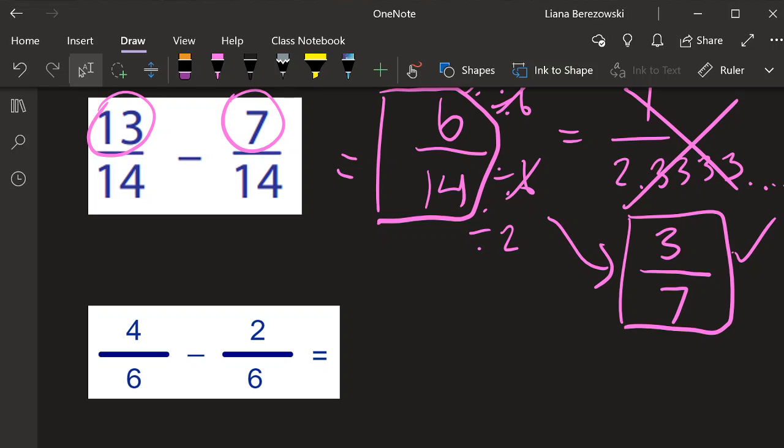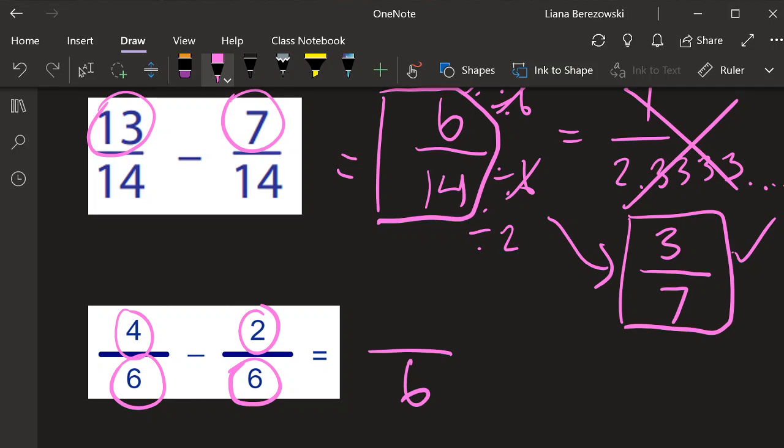Okay, let's do this last example here. So this one is 4/6 minus 2/6. Okay, so our bottom number is 6, right? Our denominator is 6, so that's not going to change. You don't do anything with the denominator. And all we want to do is subtract our numerators. So 4 minus 2, that's nice, easy math. That's just going to be 2.